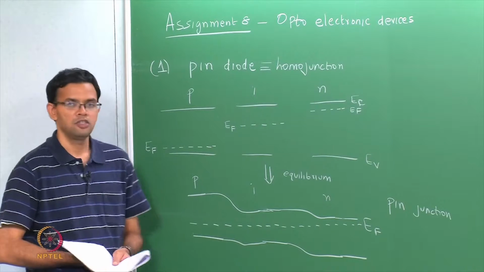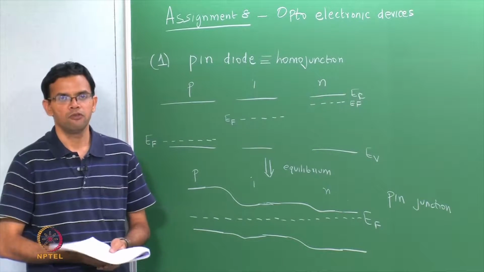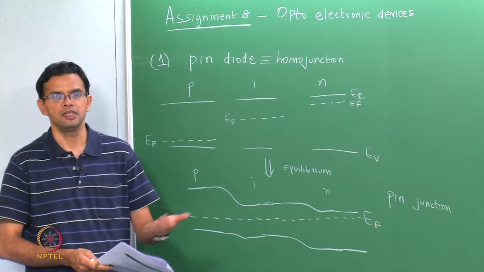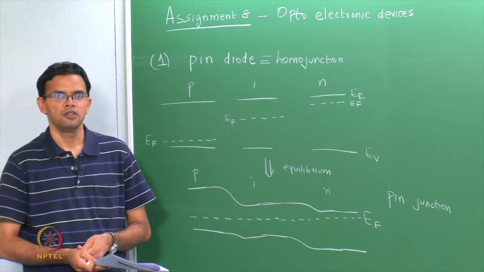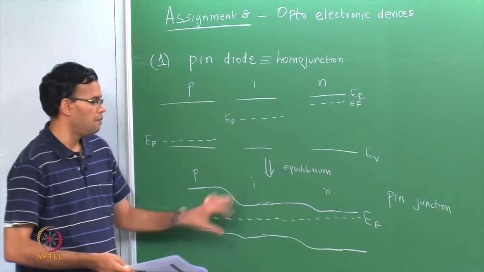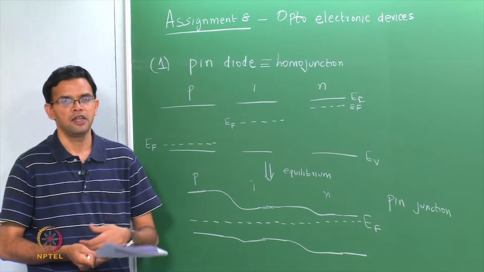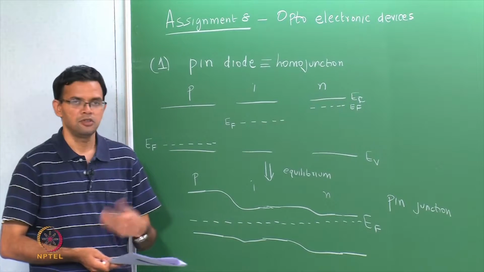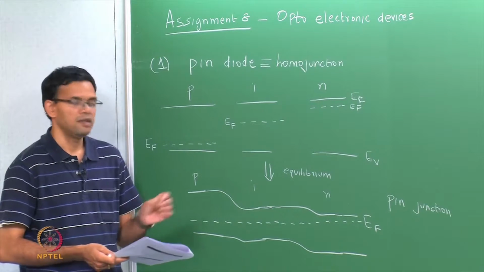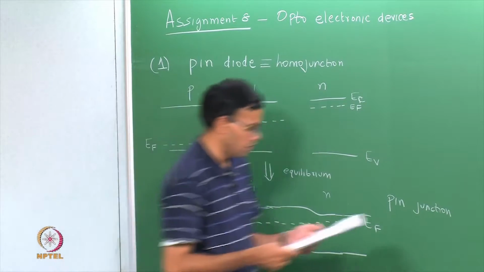So, we can again draw this in both forward and reverse bias. In the case of a forward bias, the P is connected to positive and N is connected to negative, so that carriers are injected into the device and the barriers are lower. In reverse bias it is the other way round, P is connected to negative, N is connected to positive, so that the barriers actually increase. So, let me draw that next.